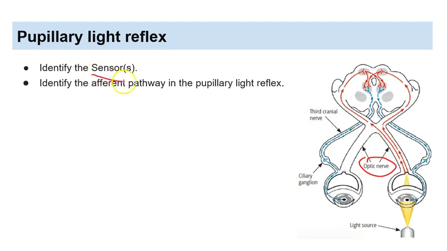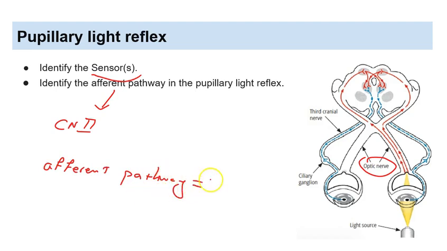So the sensors would be found in the retina of the eye. The afferent pathway would be cranial nerve number 2, which is going to send the signals about the vision, about the light, to the brain, and then the efferent pathway would be the motor neuron, here the cranial nerve number 3, which is going to send the motor signals to the muscles of the eye. So then the response would be pupil constriction.